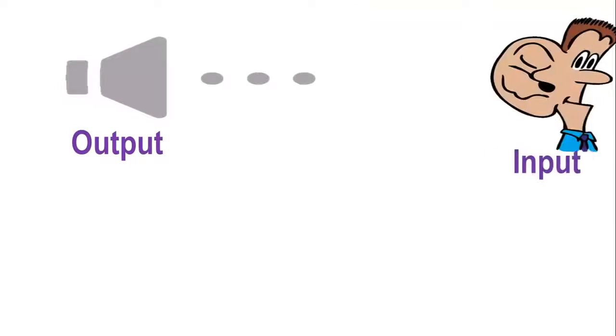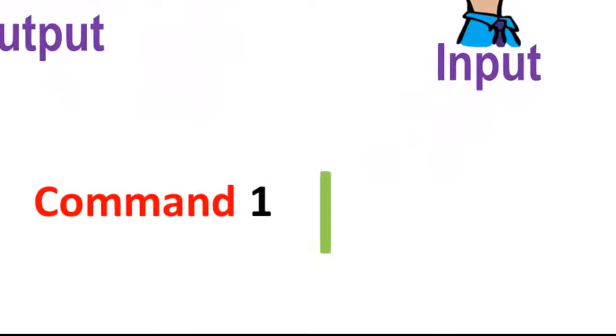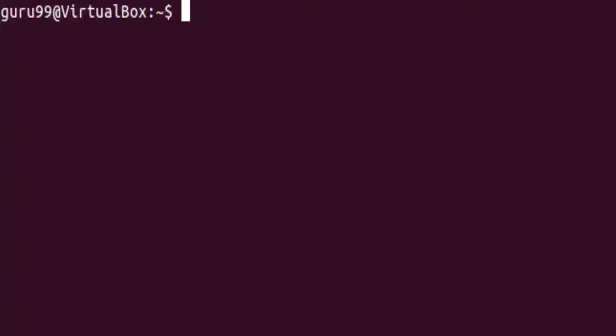Let us now understand what are filters. A filter is the output from the first command, which becomes the input for the second one. When you pipe two commands, the filtered output of the first command is given to the next one. Let us understand this with the help of an example. We will again use the same file for this example.